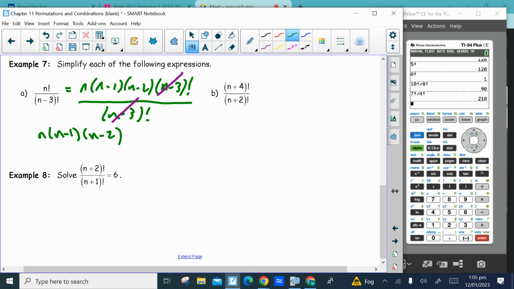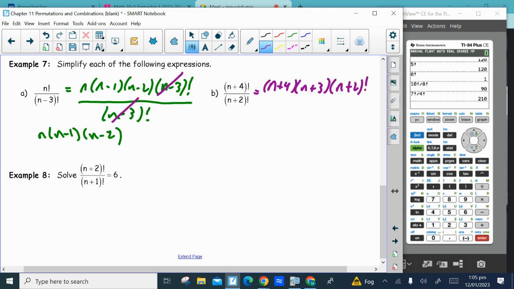So again, when we're doing these, we always expand the larger of the two expressions. For question B, n plus 4 is greater than n plus 2. So we're going to expand the n plus 4 factorial. So the first term is n plus 4. The next term is 1 less, n plus 3. The next term is 1 less, which is n plus 2.